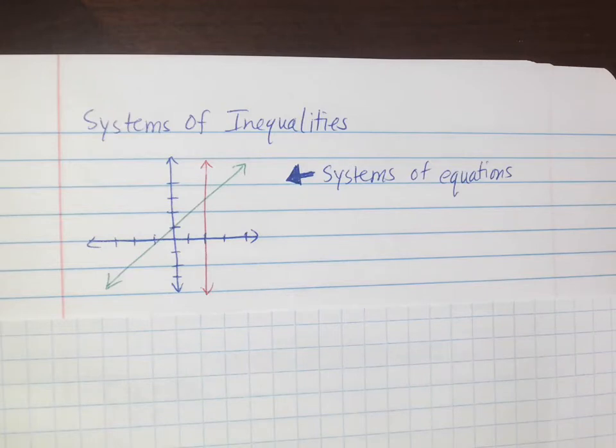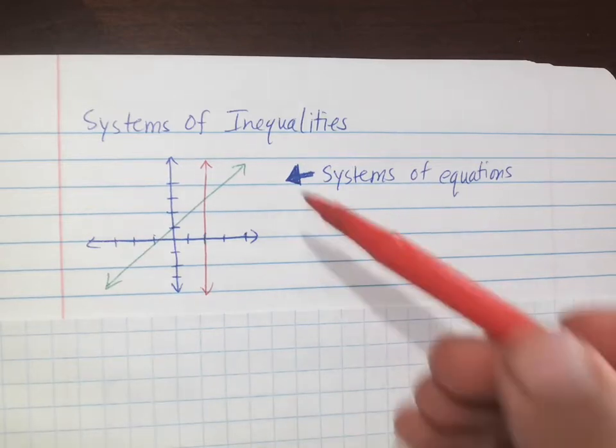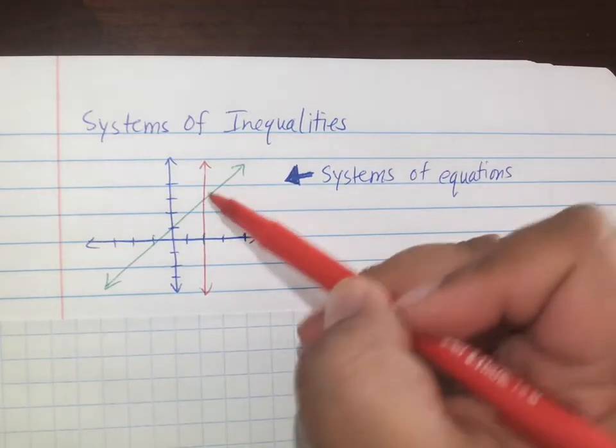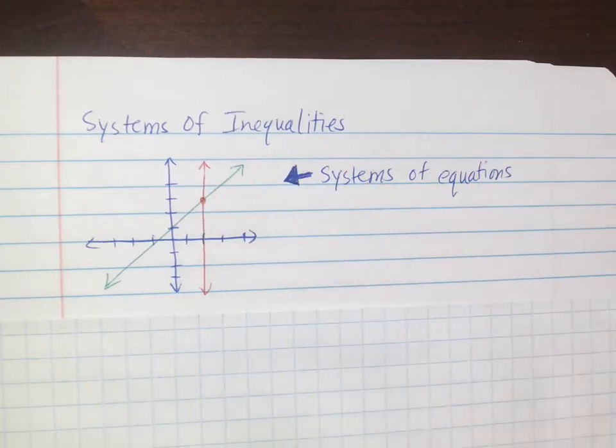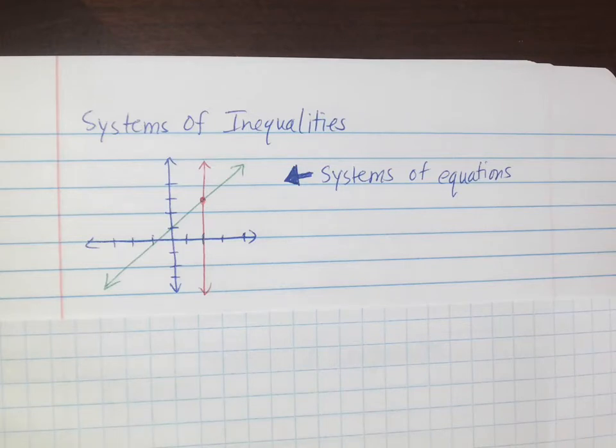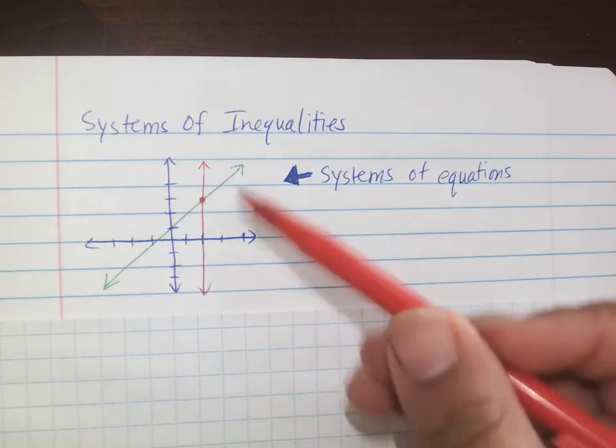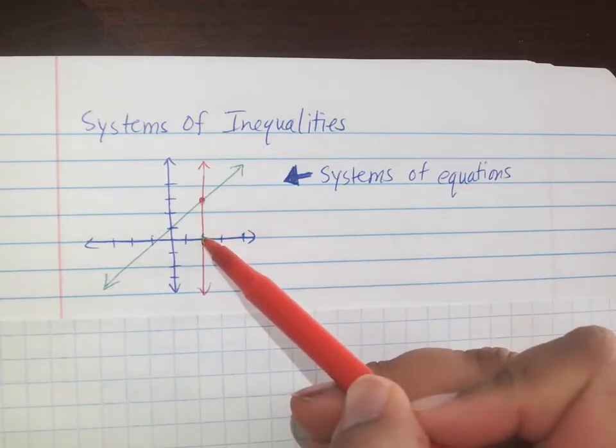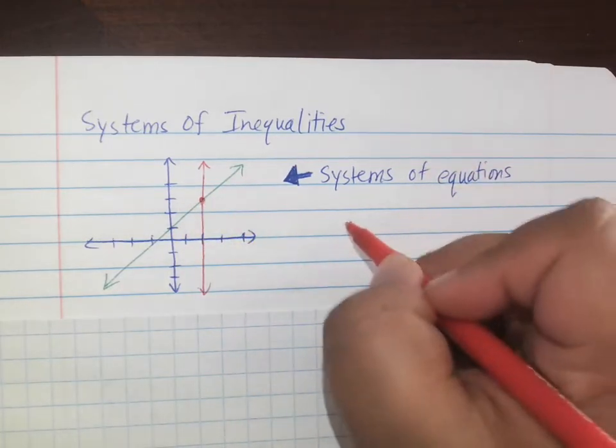So, when it comes to systems of equations, we have two graphs and we're just looking at the intersecting points. In this case, the intersecting point here would be that one. So our solutions for our systems of equations are usually 1 point, or it could be no solution, or infinite solutions if it's the same line. In this case, it's the point (2, 3).